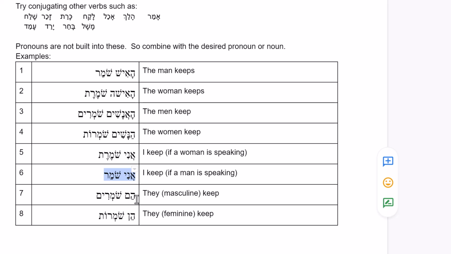And now let's look at the plurals. Hem shomrim. They, masculine, keep. They are keeping. Hem shomrim. And then they, feminine, keep. Hen shomrot. Well, that wraps up our lesson on the active participle, or basically the present Paal tense.